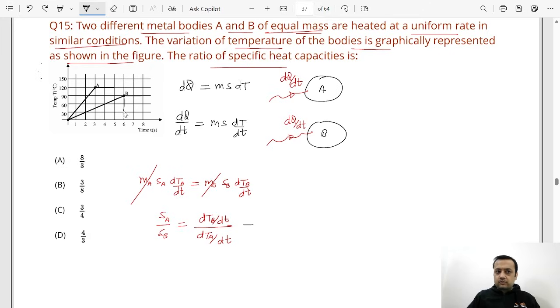So what is the slope? If you look at this theta, this will be 90 upon 6. 90 upon 6 is how much? 15. So this becomes 15, divided by 120 upon 3. 120 upon 3 is 40. So this becomes 5 into 3 upon 5 into 8, so 3 is to 8. Option B will be the correct one.